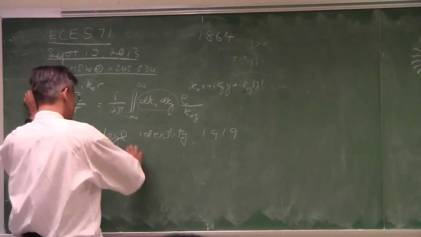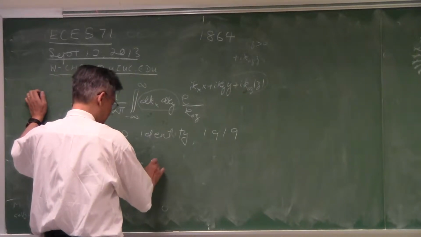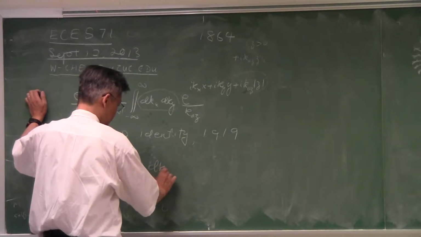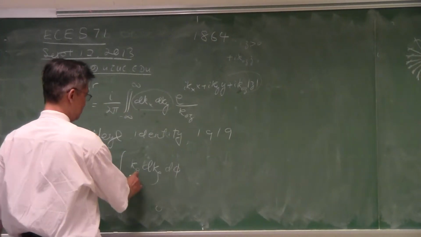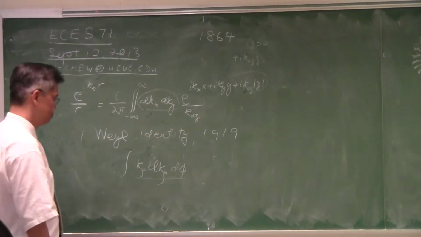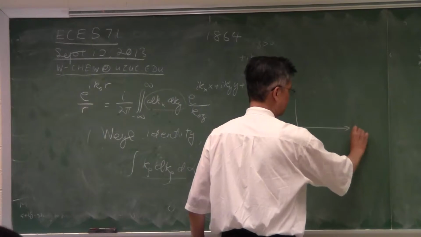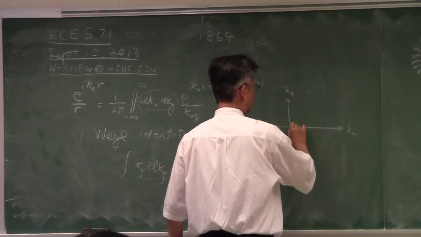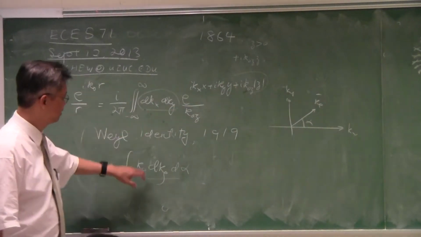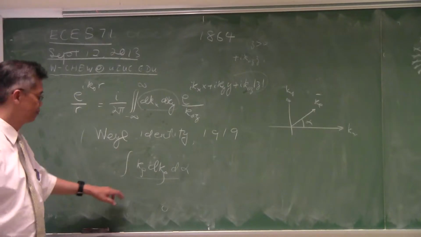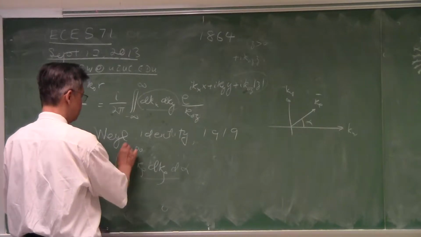So I'm going to convert this into an integration in the cylindrical coordinate system, k rho dk rho d phi, right? This will be dkx dky, d alpha. Let me call it alpha. Okay, so if I have kx, ky, k rho, this is alpha. Then convert my integration into the cylindrical coordinate system, and then it will be 0 to infinity for k rho, and 0 to 2 pi for the angle.